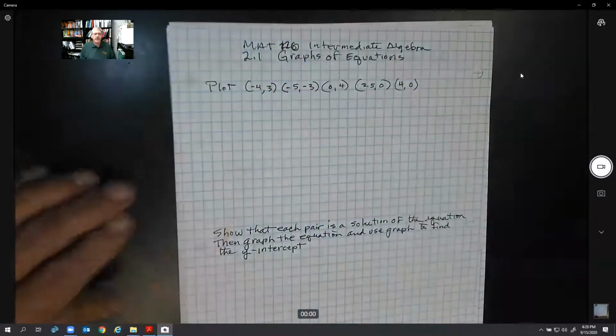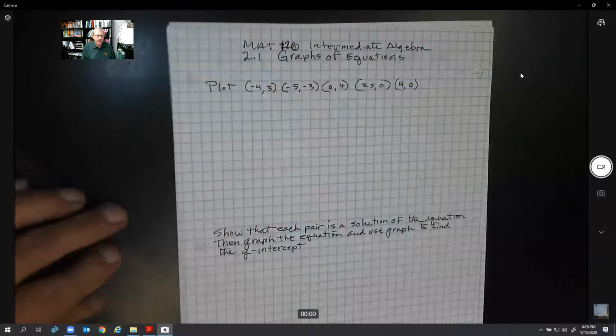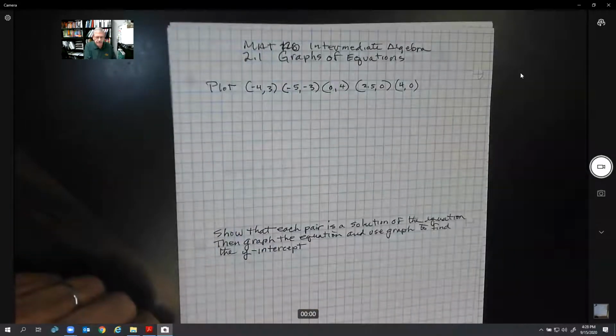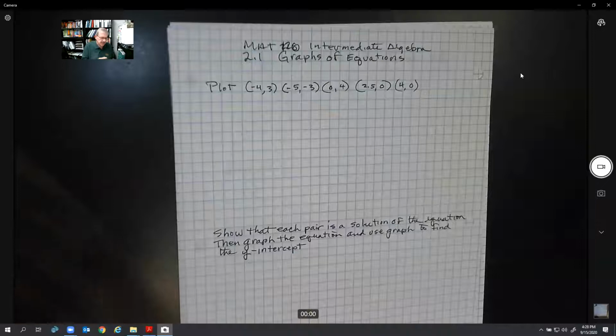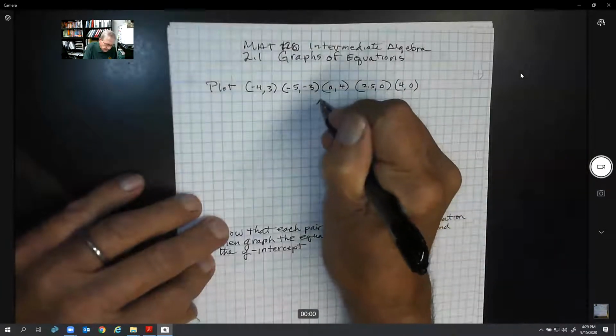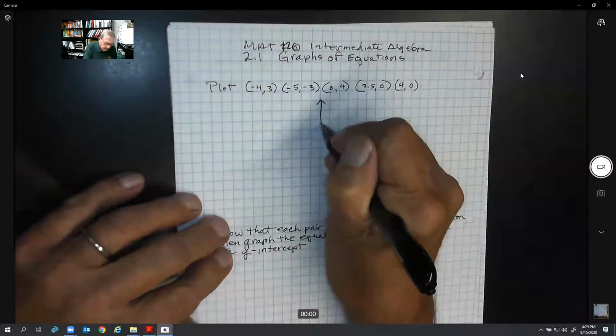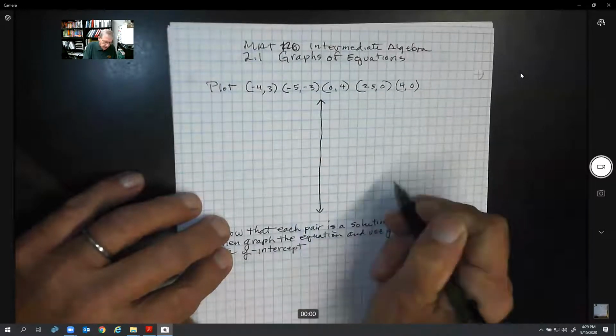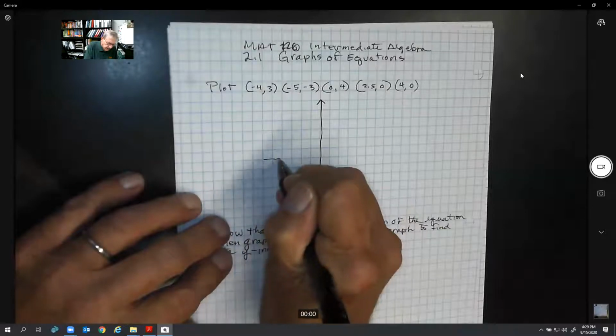I'm sorry, intermediate algebra. And we're going to discuss section 2.1 briefly, graphs of equations. Should be a review for you. So let's take a look at our graph. This is called a Cartesian coordinate system. It's named after a mathematician named Rene Descartes.